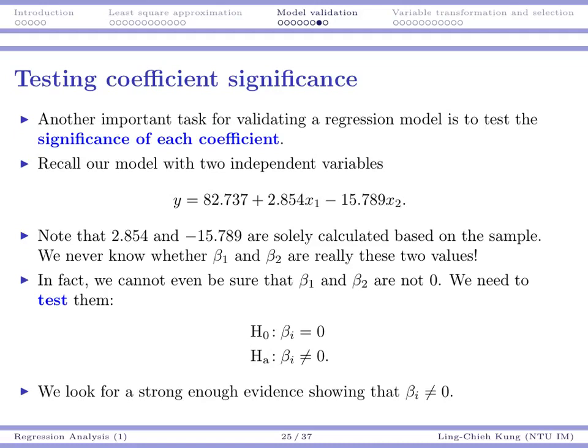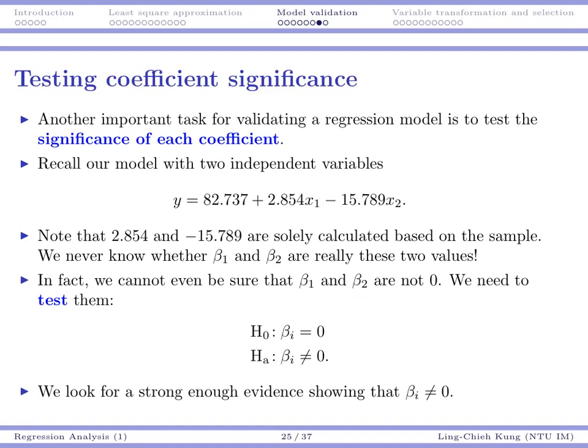Now, the last thing we want to do to validate our model is to talk about the significance of each coefficient. What does that mean? Recall our model with two independent variables here. We actually want to know whether 2.8 and negative 15.7 are good estimates of our parameters, because they are just calculated based on the sample. We want to know whether beta 1, this number, and beta 2, that number, are really close enough to these two numbers. Or more precisely, what we want to ask is whether they are really not zero.